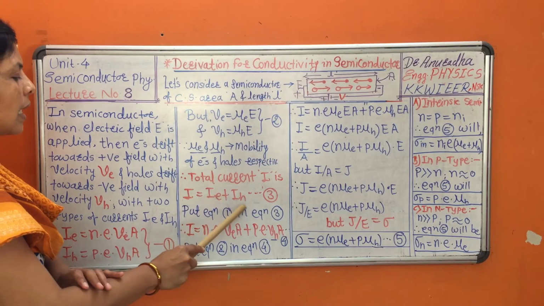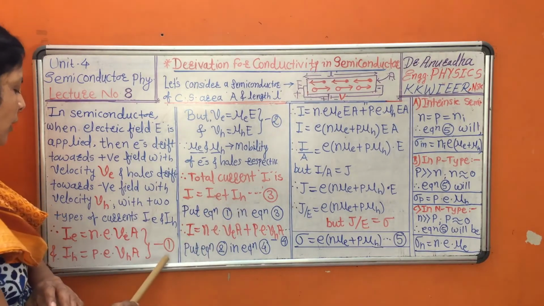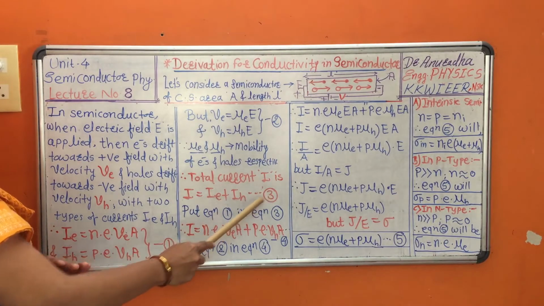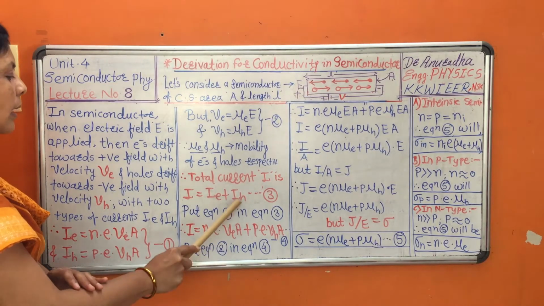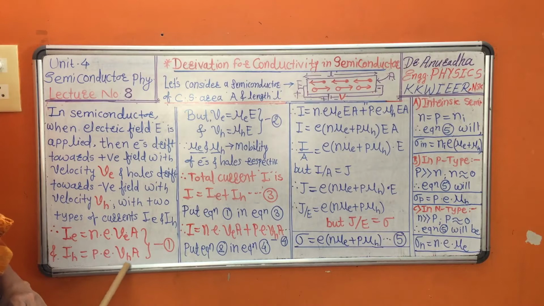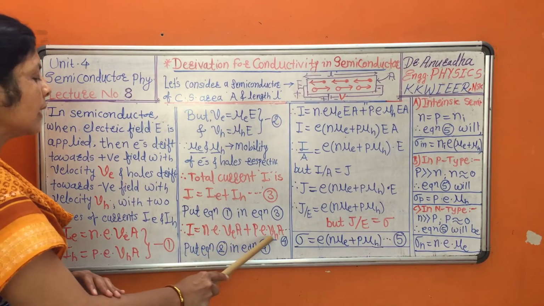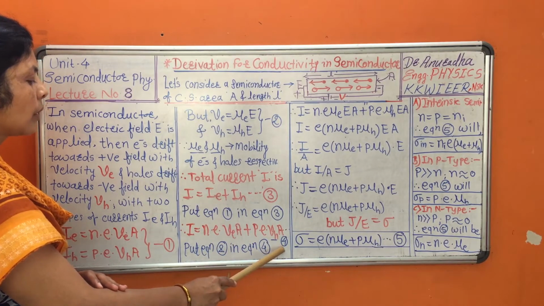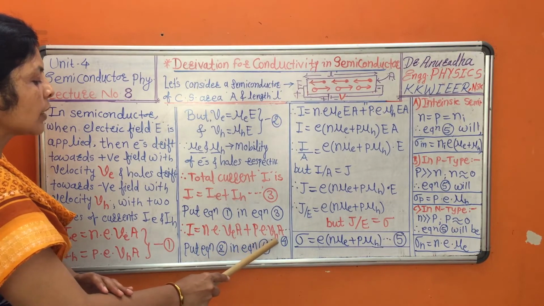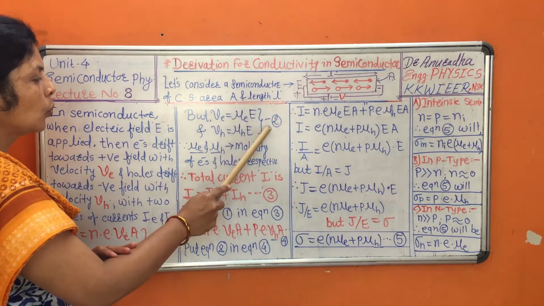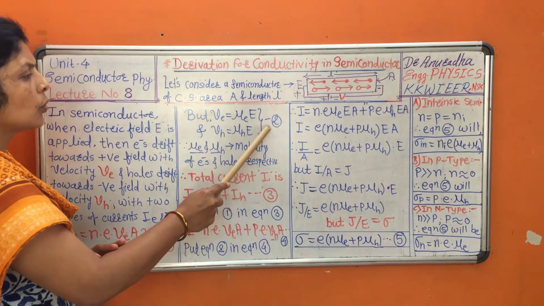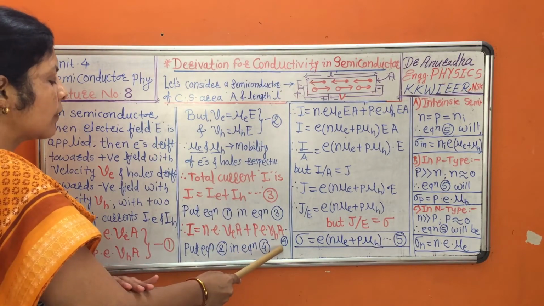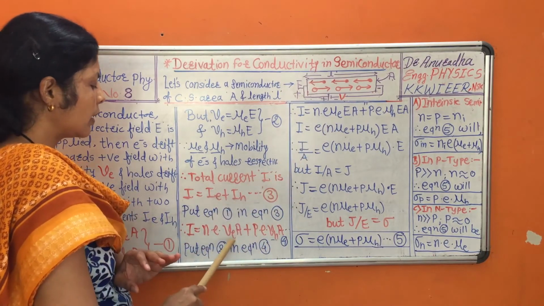The total current is IE plus IH, meaning you put equation 1 in equation 3. By substituting the value of IE from equation 1, that is nEVE A, and the value of IH, that is pEVH A, we get a new equation, equation number 4. Again, the values of VE and VH can be substituted from equation number 2.